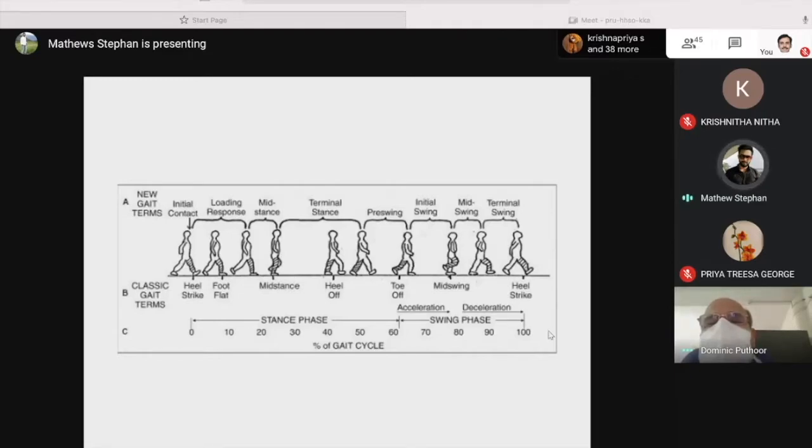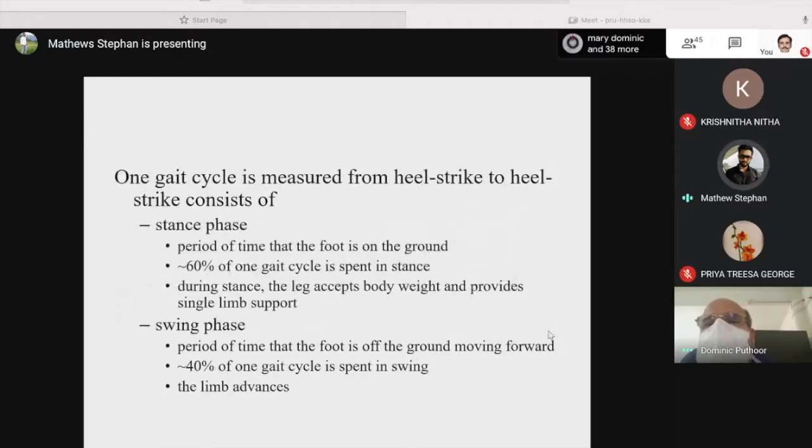Almost 60% of the total gait is constituted by the stance phase and 40% by the swing phase. One gait cycle is measured from one heel strike to the next heel strike, and consists of the stance phase and the swing phase. The stance phase is the period of time that the foot is on the ground. Approximately 60% of one gait cycle is spent in stance. During stance, the leg accepts body weight and provides single limb support. The swing phase is the period of time that the foot is off the ground, moving forward. Approximately 40% of one gait cycle is spent in swing, which is limb advancement.